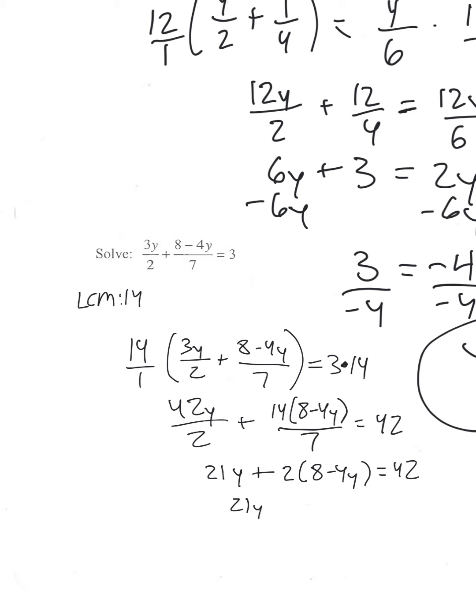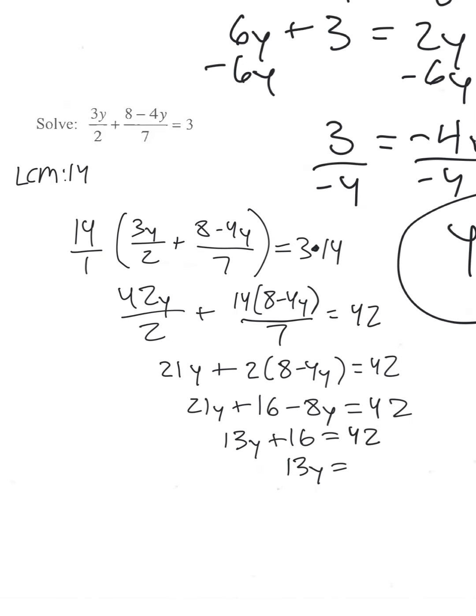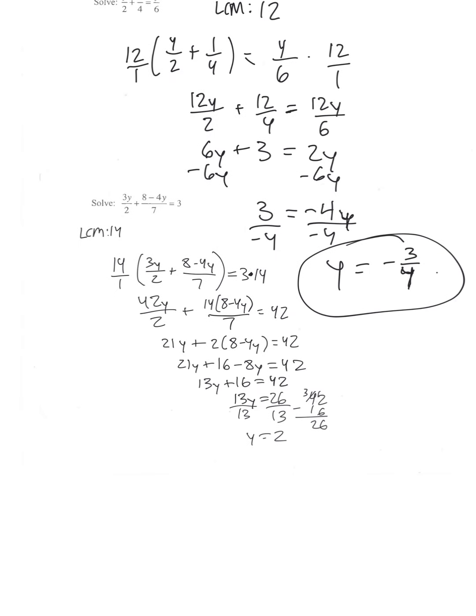Now I am going to distribute the 2. So I end up with 16 minus 8y equals 42. And I get 13y when I combine like terms. 13y equals 42 minus 16. Holy Toledo, it's Friday. I'm doing it. 26. And y equals 2. Give some of these a shot. Just remember to multiply each side by a common multiple, ideally the least common multiple.